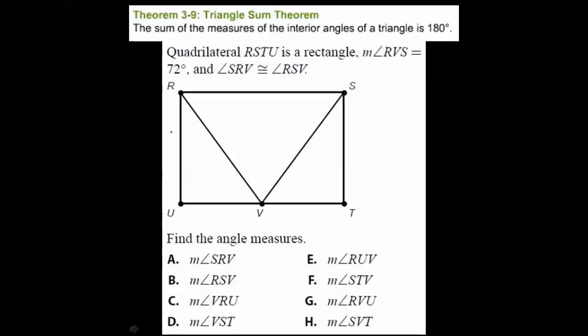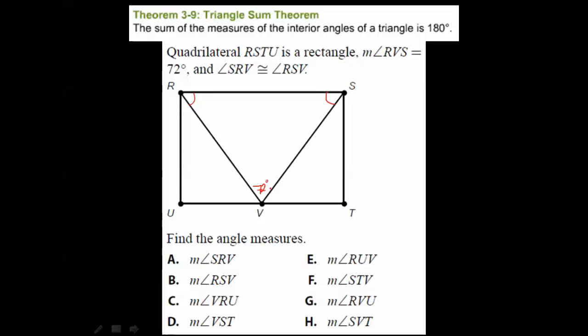Okay. Then we had the triangle sum theorem, which tells us that all the interior angles of a triangle add up to 180. They're giving us this quadrilateral, RSTU, and telling us that the measure of RVS, right here, is 72 degrees, and that SRV is right here, and it's congruent to RSV. Those two are congruent. And then they want us to find all these angle measures.